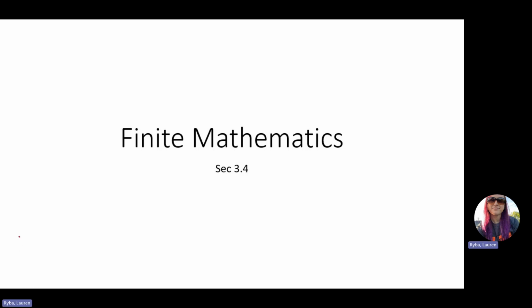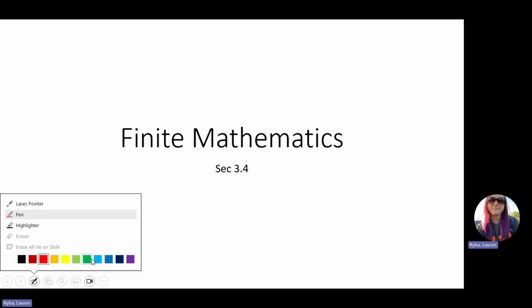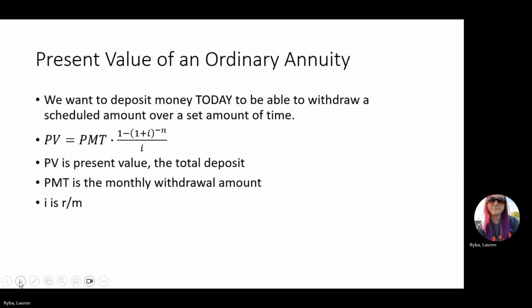We're going to finish chapter 3 today. We are going to talk a little bit more about annuities as well as loans, mortgage payments, stuff like that. To start, we're going to talk about what's called the present value of an ordinary annuity.